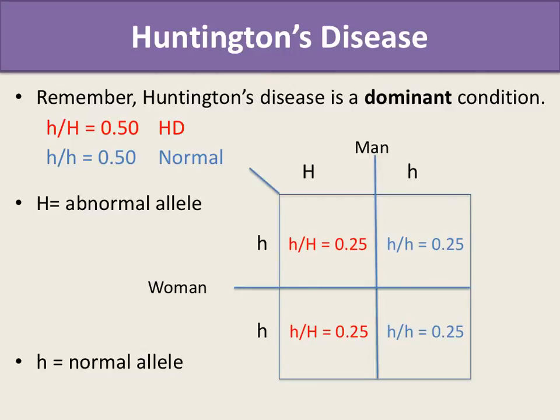Now, of course, let's go up on the top again. The woman is small h. The man is also small h on the far right. So hh, that's 25%. And the same thing on the bottom: h for the woman and h for the man, hh. And so in the end, you end up with a dominant condition, right? So it's 50%. 50% of the children will end up with Huntington's disease on average.